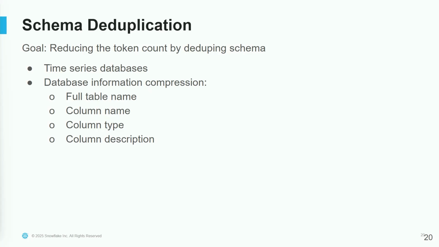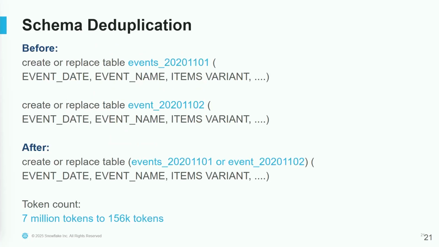So you have the same column name, column type, column description over and over and over for different time frames. And the main idea is how can you compress this information? So you can start with creating dictionaries of full table name, column type, and column description. And the way to compress it is like this example.